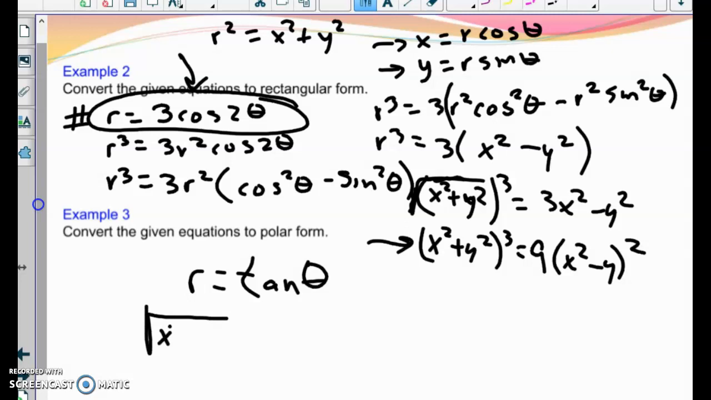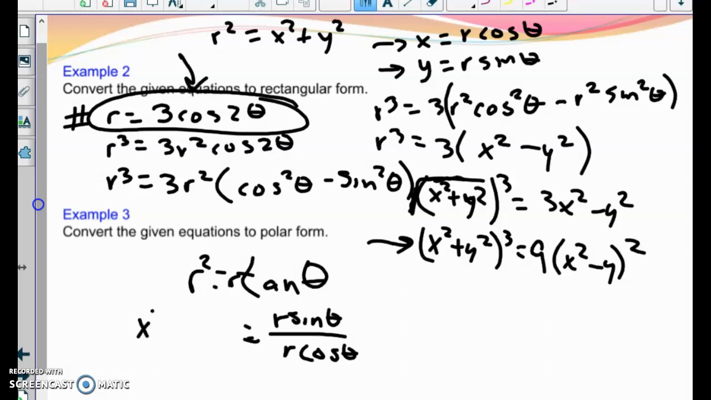We know r is the square root of x squared plus y squared. And we know that the tangent is the sine over the cosine, and the sine is r sine theta over r cosine theta, which is equal to y over x. So I'm going to multiply both sides by r. And that way I get rid of the square root.